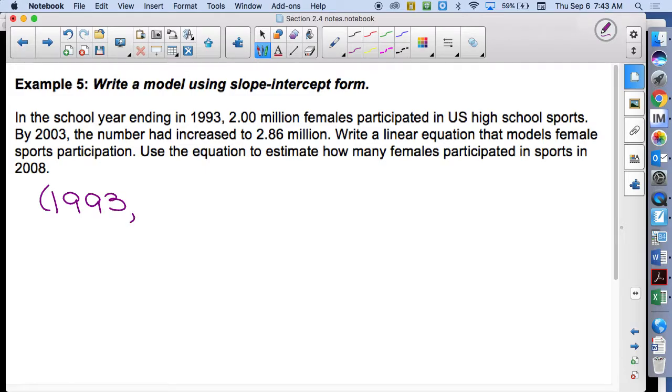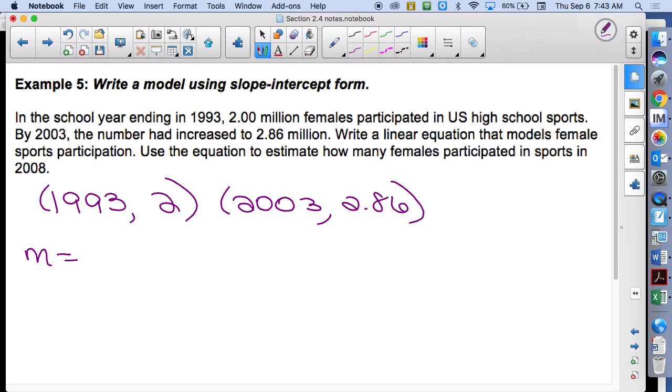So taking the year 1993 and the number of females participating, I'm just going to use a 2 there. I'm not using 2 million. We'll put that million in the answer when we need it. And then the second number they give us is 2003, and that number is 2.86. So let's make some points. Once you have points, then what can you do? Yeah, now we need to find slope.